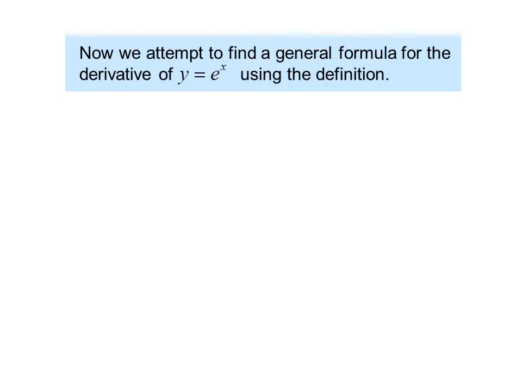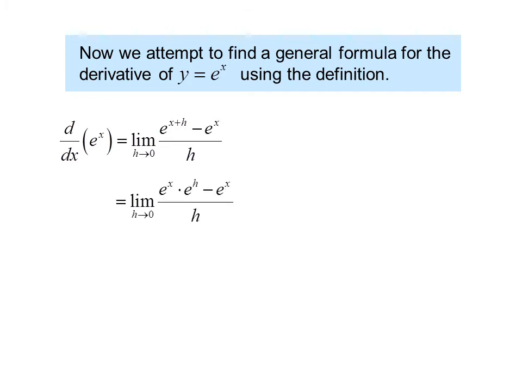Now we attempt to find a general formula for the derivative of y equals e to the x using the definition. The derivative with respect to x of e to the x equals the limit as h goes to 0 of e to the x plus h minus e to the x over h, which is the same as the limit as h goes to 0 of e to the x times e to the h minus e to the x over h.